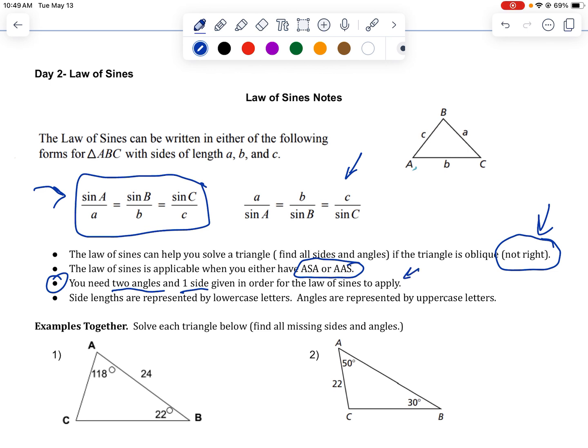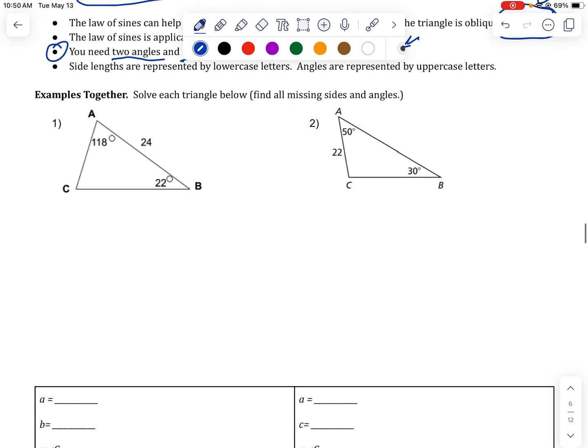Side lengths will be represented by lowercase letters, and angles will use uppercase. So what I mean is side a is always going to be across from angle A. Side b is always going to be across from angle B. And then side c will always be across from angle C. I know that was different when we talked about right triangles. I said when we solved the Pythagorean theorem that a and b were interchangeable. Here they are not. It all depends on the angles.